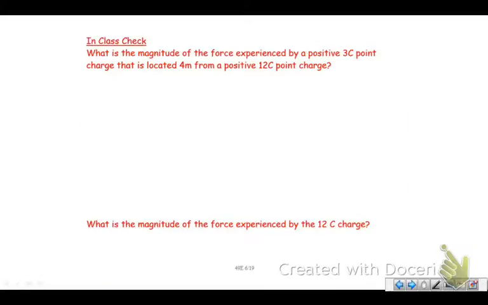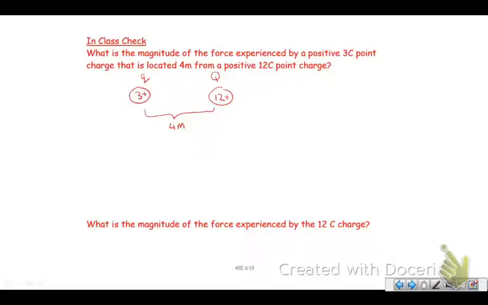So what is the magnitude of the force experienced by a 3 Coulomb point charge that is located 4 meters from a positive 12 Coulomb charge? So let's have a look. Let's draw a diagram. So I have a 3 Coulomb, I'm going to call that 3 positive. And then I have a 12 Coulomb, and that's going to be positive. And this separation here is 4 meters. So if you like, this can be little q, this can be big Q.